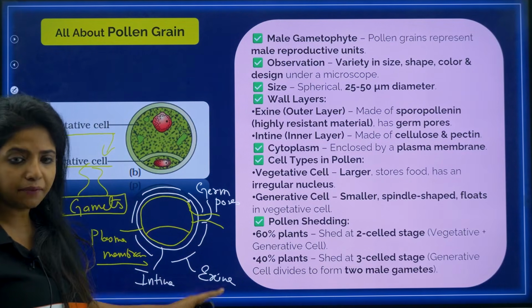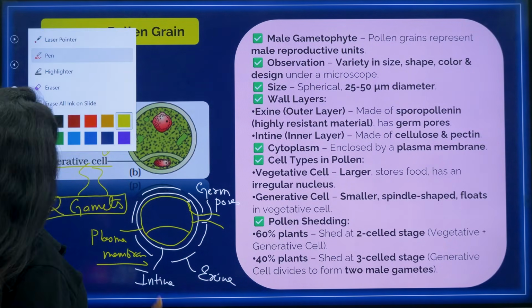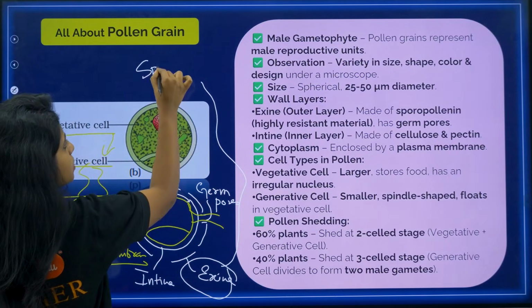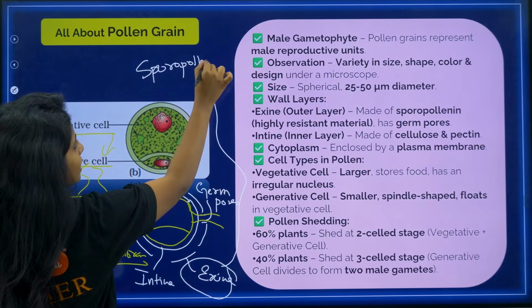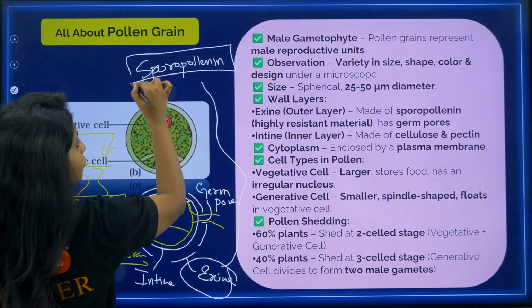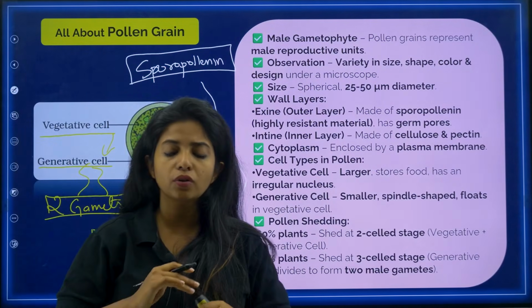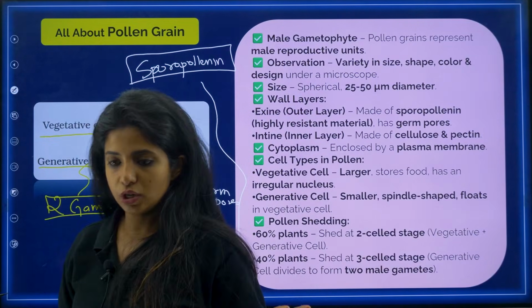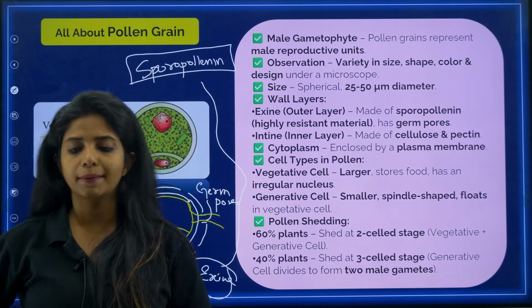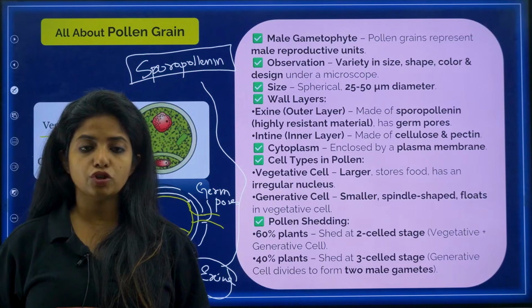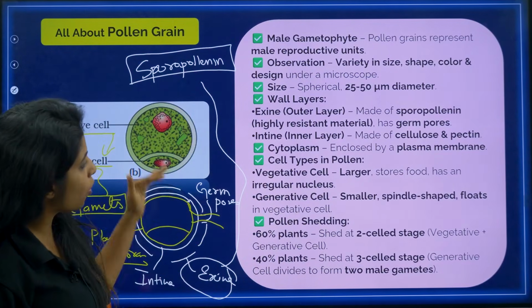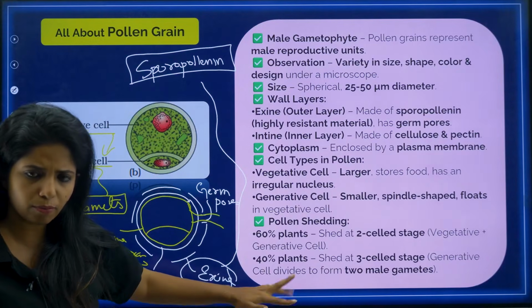Now the exine which is there is made up of a very tough substance which is very, very important. Its name is sporopollenin, which will be able to survive any type of situation. Whether it's alkaline, acidic, too hot, too cold, whatever is there, it will be able to survive. So let's go through all the points that I have told you. Then there are certain extra points that I will be telling you.